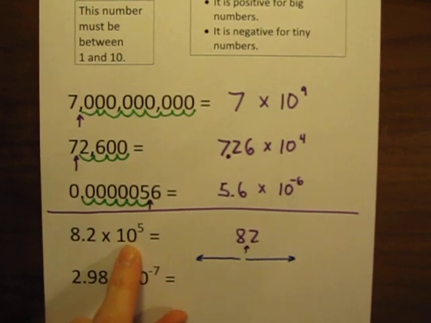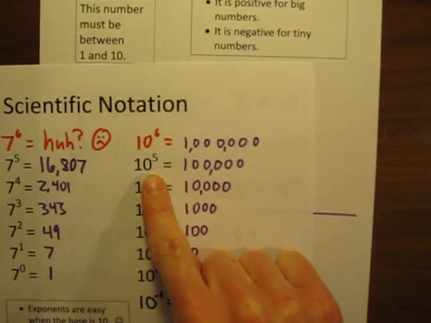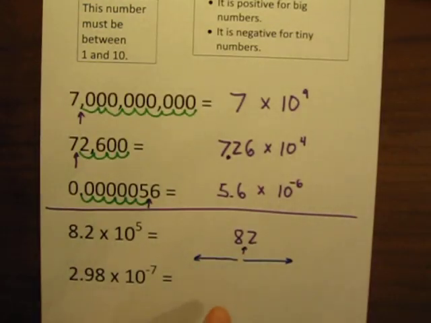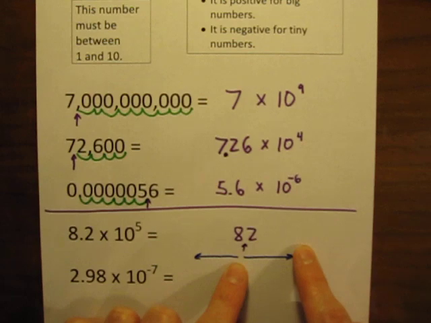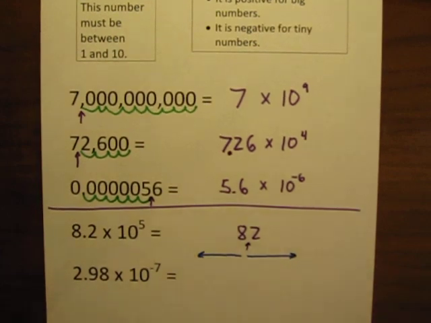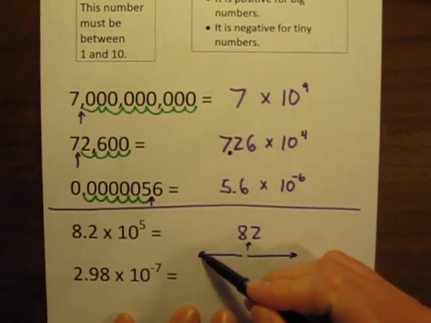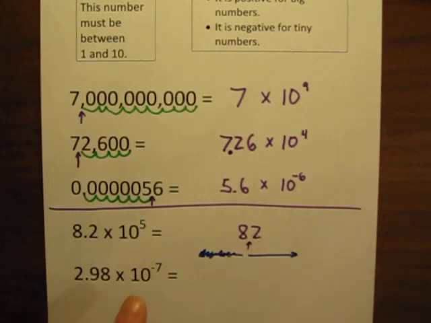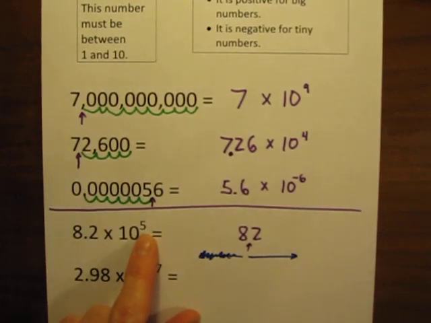Well, 10 to the 5th. Ask yourself, is it a big number or a small number? 10 to the 5th power is a big number. So in order to write this as a big number, we're going to need to move the decimal to the right. If we move it to the left, our answer will be something like 0.000082, and that's tiny. We want it to be a big number, so we are not going to move this to the left, we're going to be moving it to the right. How many places again? We're moving it 5 places to the right.